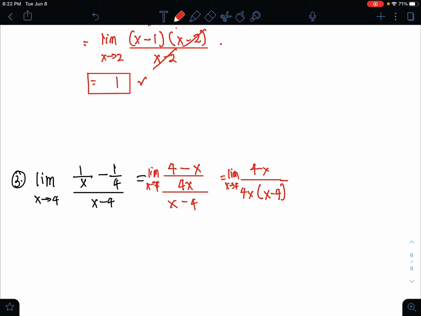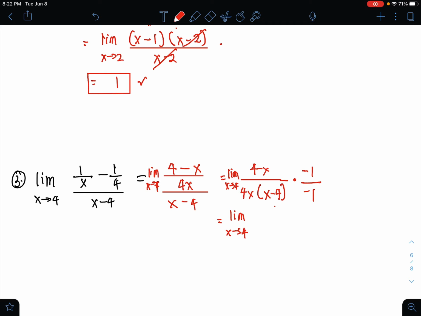Multiply both the numerator and denominator by negative 1. Our goal is to cancel x minus 4 and 4 minus x, which we cannot cancel yet because they are not the same. So once we multiply them by negative 1 over negative 1, can we already cancel that one?